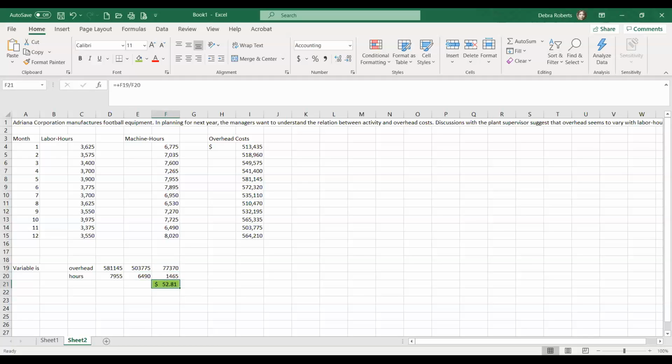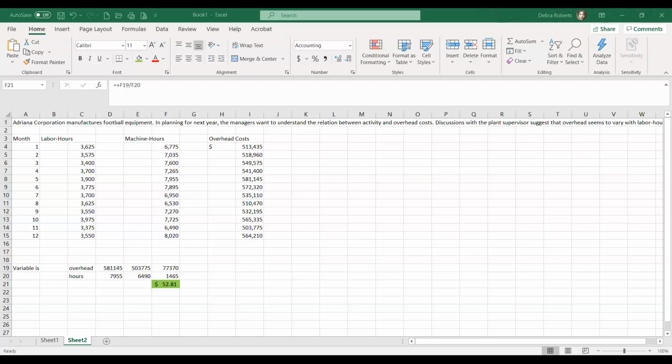Let's see if that works. Hold on. My rounding is obviously not, it's not happy with my rounding. 5281. Yeah. Now, to determine my fixed cost, I don't know why my rounding is not working, but you got the gist. How do we determine our fixed cost? Well, we need to take our $52.81 and multiply it by the number of units, the number of units we're going to multiply by.